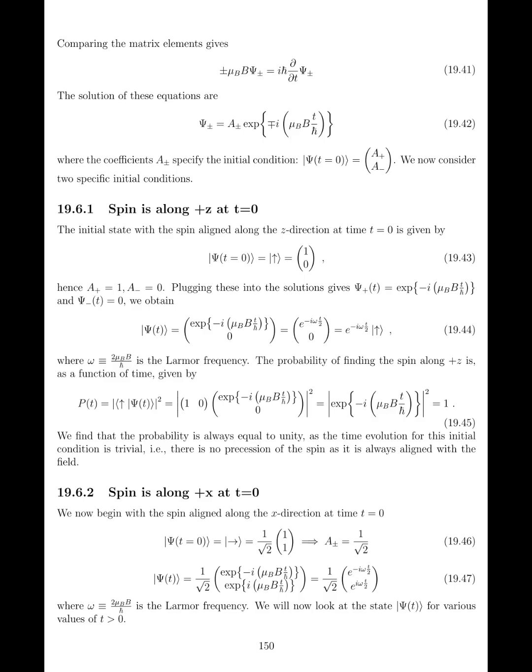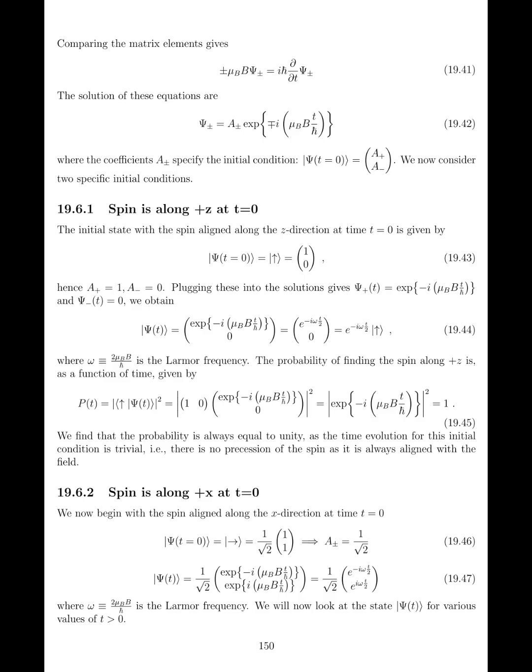That's the initial configuration, which means that the coefficient a plus is 1 and the coefficient a minus is 0. Then, plugging this into the solutions for psi plus and psi minus, given here, we see that psi plus as a function of time will just be 1 times this phase factor, and psi minus as a function of time will just be 0, because it's 0 multiplying that phase factor. So that means that will always stay 0. So psi as a function of t has this phase factor on top and 0 at the bottom.